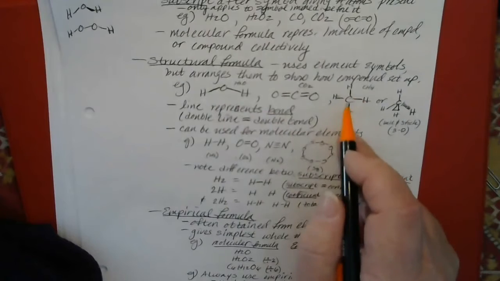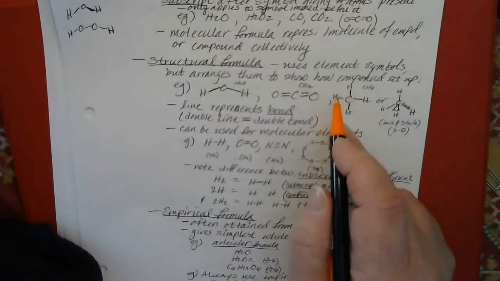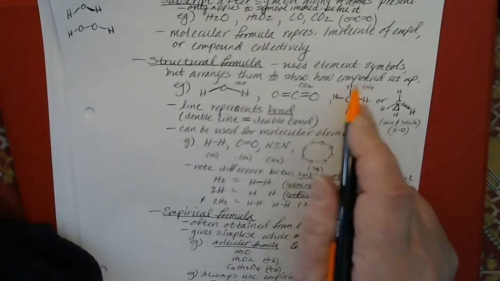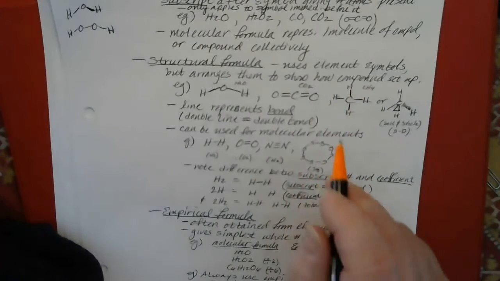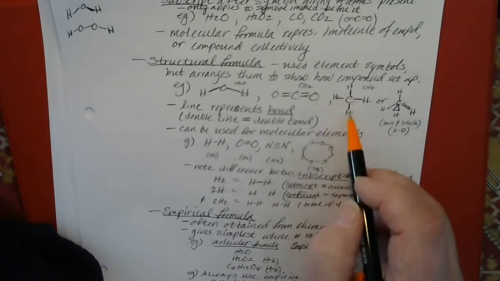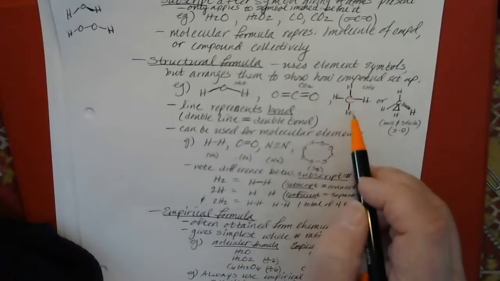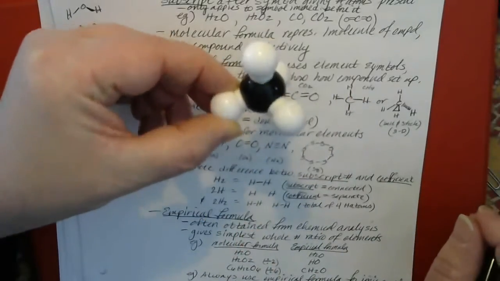So drawing it like this does accurately convey that carbon is in the middle and it is bonded to each of the hydrogens separately. But it doesn't really show you what the compound really looks like. This makes it look like the molecule is flat and kind of T-shaped, but it's not. Actually, a molecule of methane looks like this. And this is known as a tetrahedron.